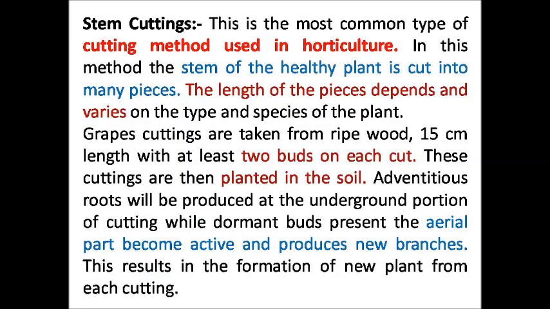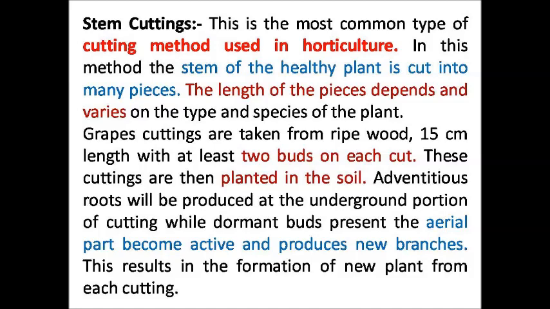Stem cuttings. This is the most common type of cutting method used in horticulture. In this method, the stem of a healthy plant is cut into many pieces. The length of the pieces depends on and varies with the type and species of plant. Grape cuttings are taken from ripe wood, 15 cm in length with at least two buds on each cutting. These cuttings are then planted in the soil.